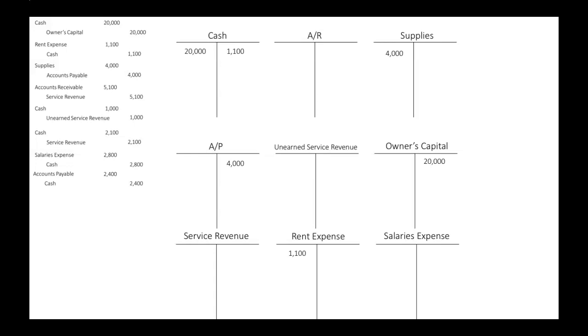Our next entry, a debit to accounts receivable of $5,100 and a credit to service revenue of $5,100. So we'll post those into our T accounts. Again, the left side of the T account is for debits and the right side is for credits. Now we move on to our next entry. We debited cash $1,000 and we credited unearned service revenue $1,000. So we'll post that entry into our T accounts.